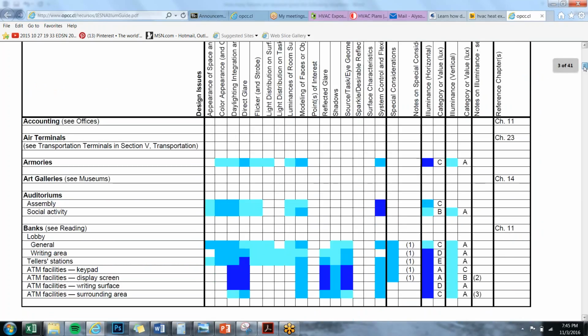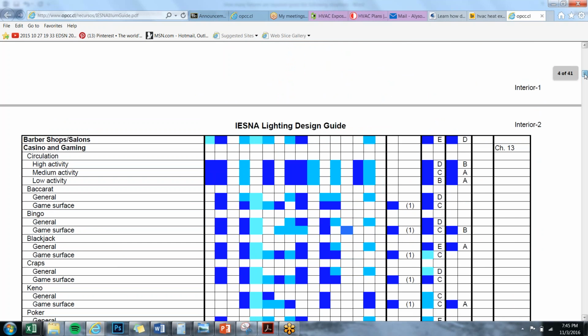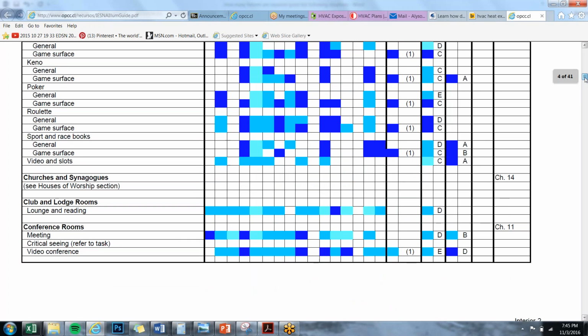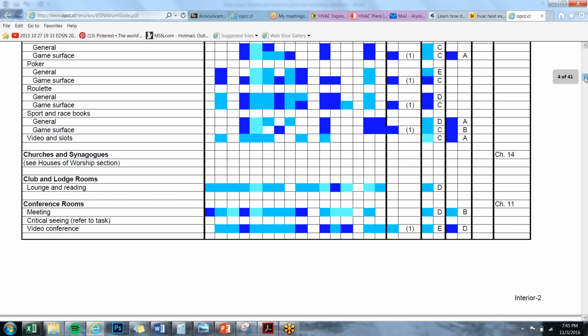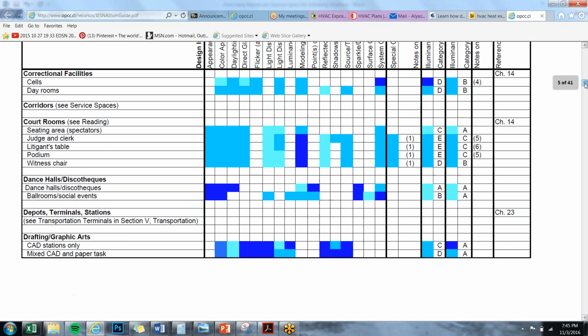Accounting, air terminals, armories, art galleries, auditoriums, banks, we keep going, casinos and gambling. And then for the casino and gambling, they have the circulation area, if you're playing bingo, blackjack, keno. So they really thought this through, I think. Churches and synagogues right after, of course, the casino, because those two go together. And then club and lodge rooms, conference rooms. Then we have correctional facilities, courtrooms.